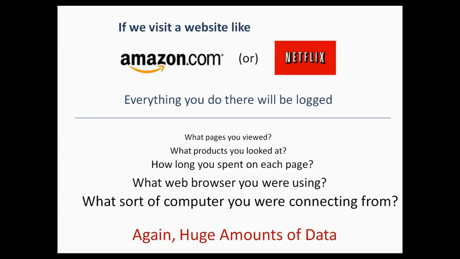So whatever you do there will be logged, like what pages you viewed, what products you looked at, how long you spent on each page, what web browser you're using, and also what sort of computer you're connected to. So they store a lot of out-of-box data today. Earlier, these companies were only storing transactional data, and all the analytics were revolving around the transactional data sets. But today, a company like Amazon has improved its market by 40% just by making use of product recommendations and product reviews.